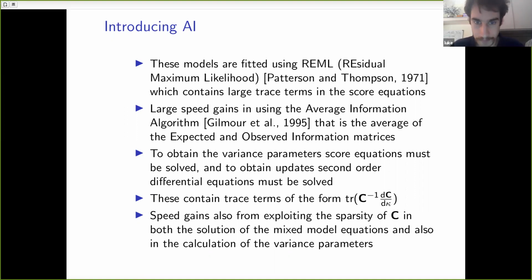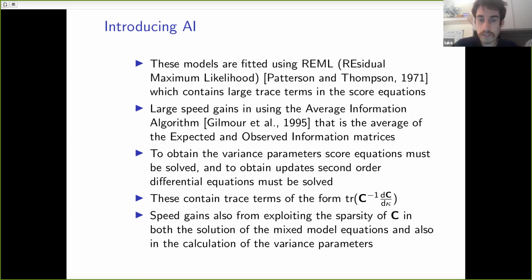The AI algorithm by Gilmour et al. in 1995 essentially took the average of the expected information matrices and observed information matrices, and they found that the large trace terms cancel out, which saves a great deal of time, and you don't really lose a great deal. The AI scoring is an iterative Newton-Raphson-based approach, naturally, as it's the average of two Newton-Raphson-based approaches. The first derivatives, aka the score equations, must be solved for the parameter estimates, and second order differential equations must be solved for the AI updates.